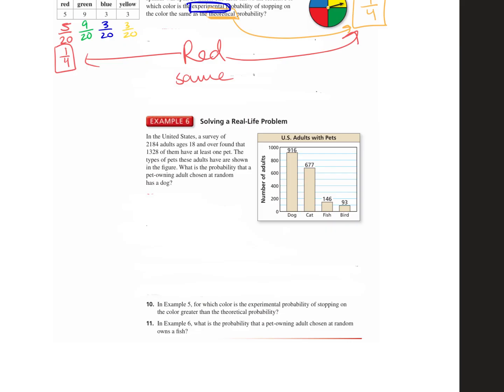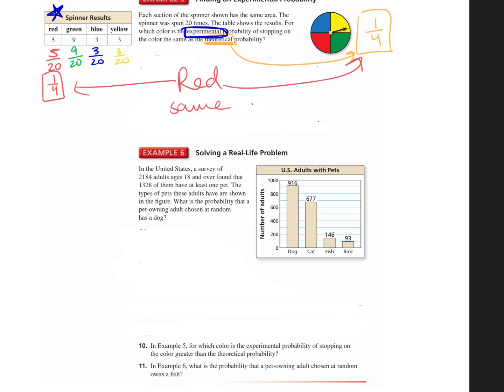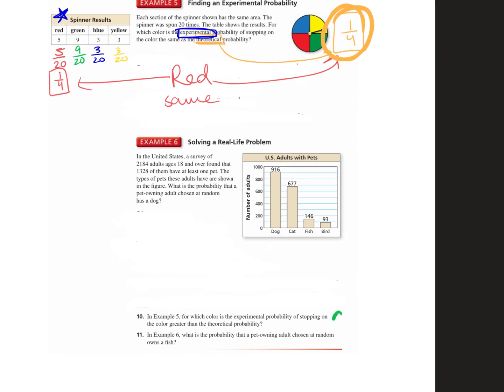So 10 says, in example 5, for which color is the experimental probability of stopping on the color greater than the theoretical probability? So we said our theoretical probability was 1/4. Which color is greater than 1/4? Green. Awesome. So our answer here would be green, because green is greater than 1 out of 4. And if you can't tell that just by looking at the fractions, like sometimes your denominator is going to be different, if you simplified it or not, you could always change them to decimals to see which number is bigger.